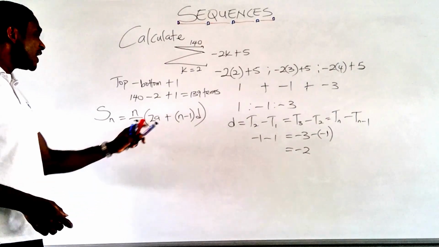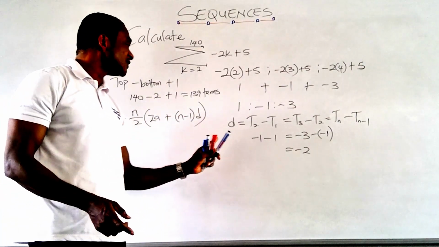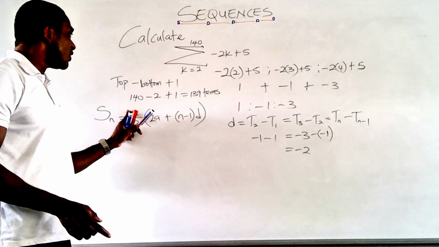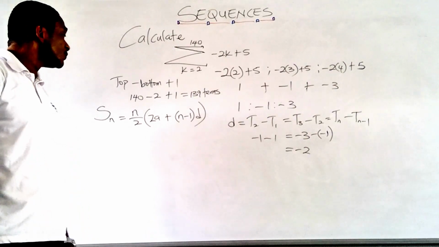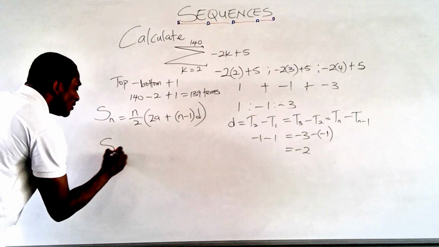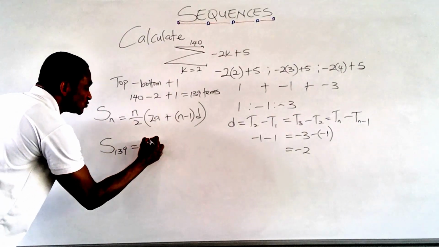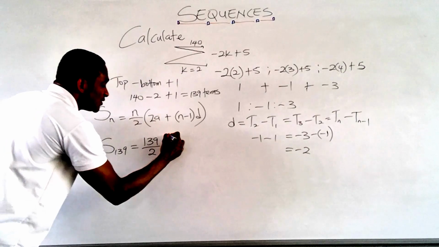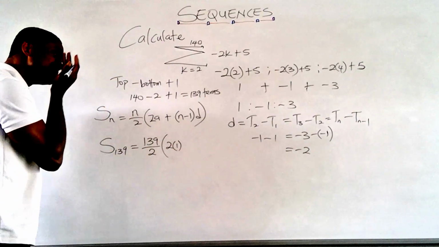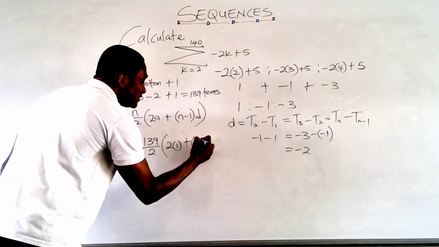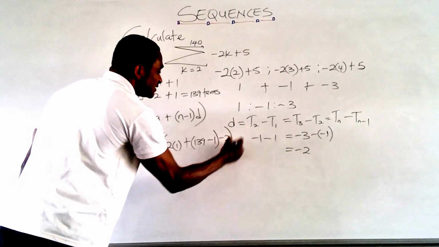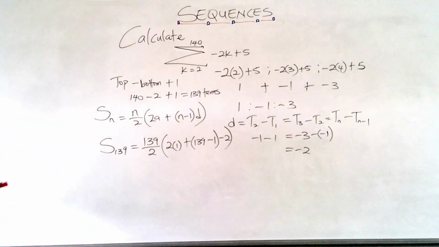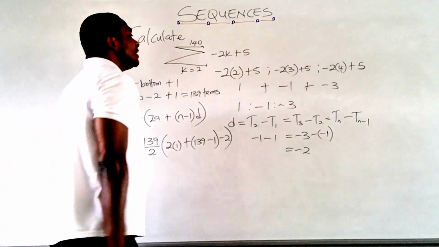Now, what do we do? We have our a. Remember, a is always our first term. The number of terms we are going to work on is 139. So the sum of 139 terms in this case will be 139 over 2, into 2 times a, which is 1, plus 139 minus 1 into the common difference, which is negative 2. And this is what we are going to simplify to get the sum of all the terms in this sequence.